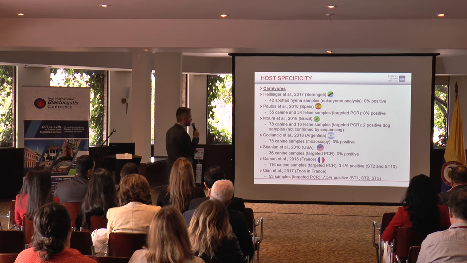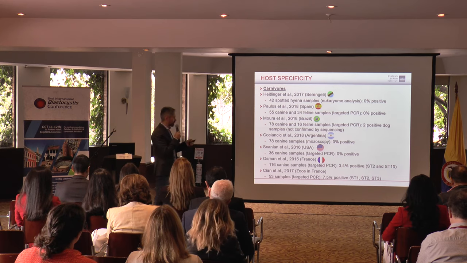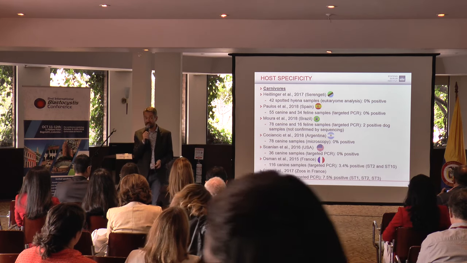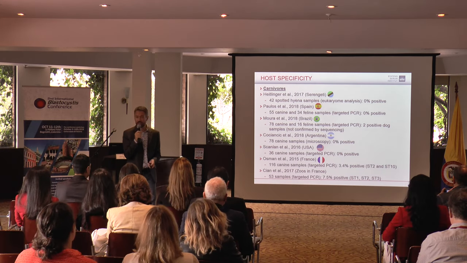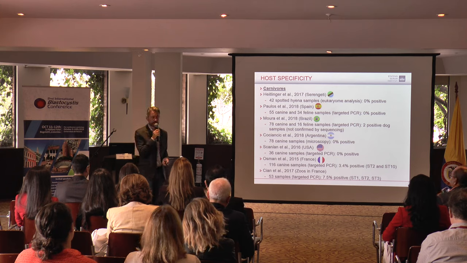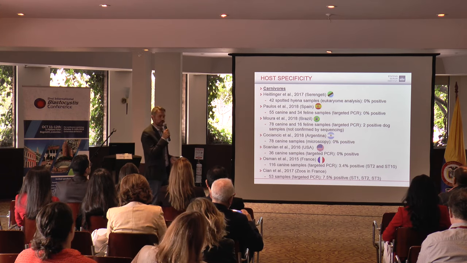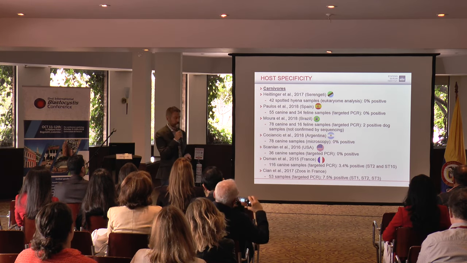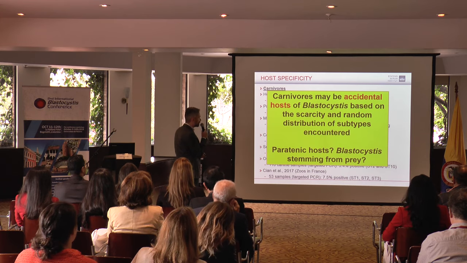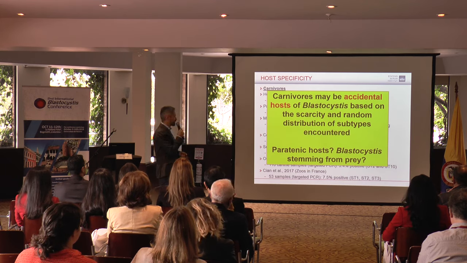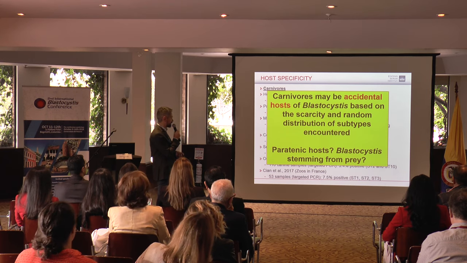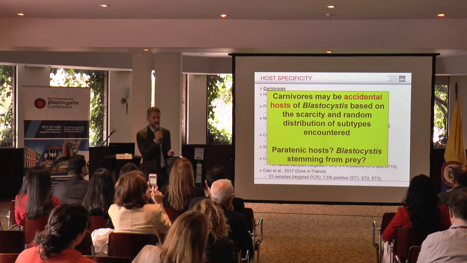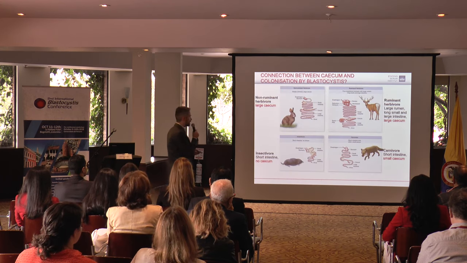Now, moving on to carnivores, I'm not going to go through all of this. You can look yourselves, if you look up the literature, this is something that I find really interesting. You will hardly find blastocystis in carnivores, especially in strictly carnivores. And when you do find blastocystis, you find a random representation of subtypes. So carnivores may be accidental hosts of blastocystis based on the scarcity and random distribution of subtypes encountered. They may be paratenic host. Maybe the subtypes you see in those hosts may stem from the prey that they eat.